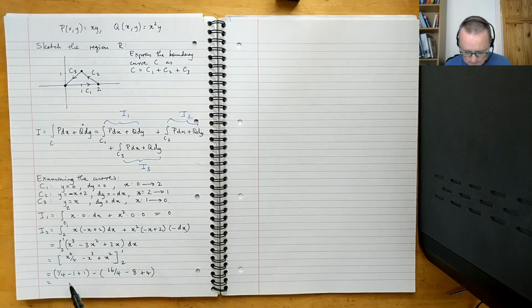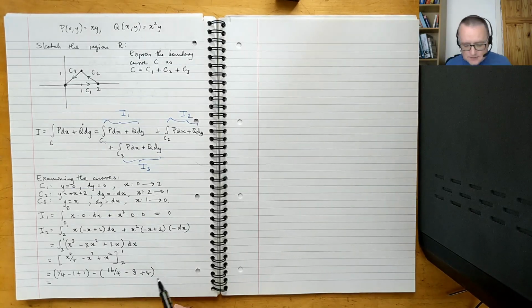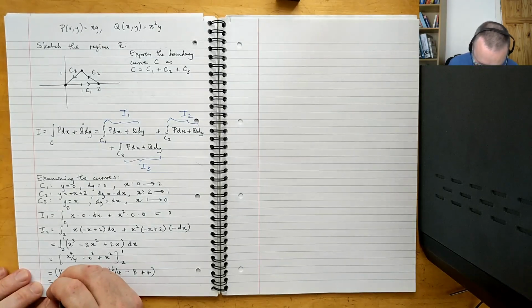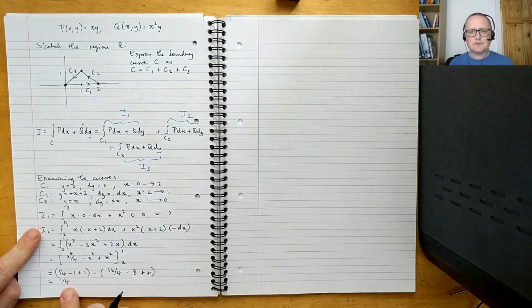So what is this? Well, first bracket is just 1/4. Second bracket is 4 minus 8 plus 4. So the second bracket is 4 plus 4 minus 8. So the second bracket is 0. So the whole thing is just 1/4. Let's go with 1/4 for our second integral.